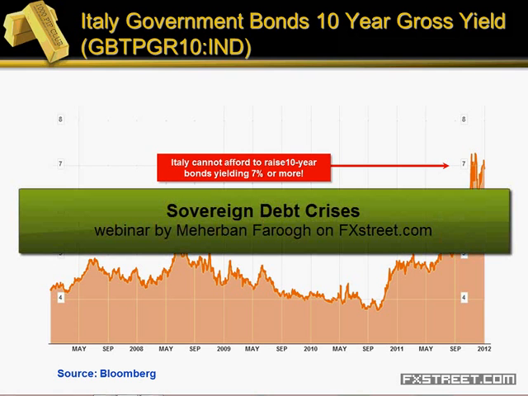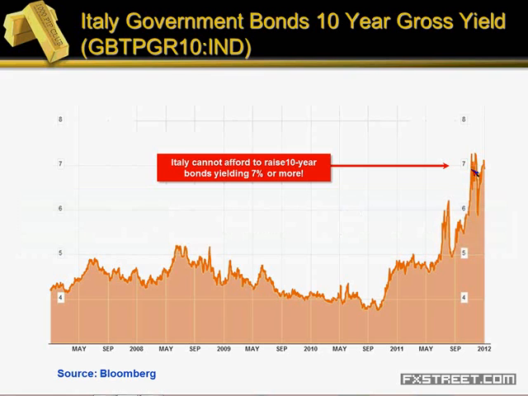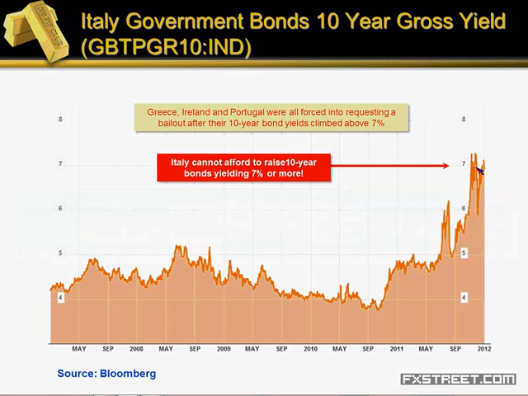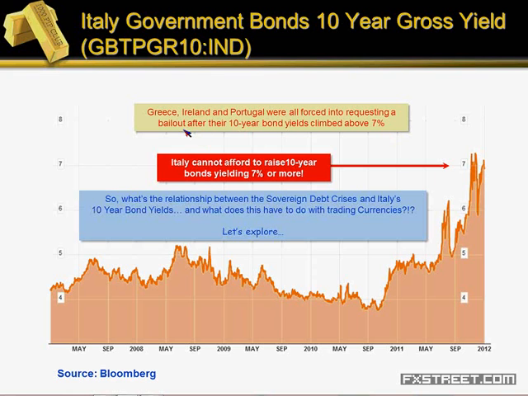So what I've done here is I picked up this chart from Bloomberg, and you'll see that I think it was November for the first time, or October, I don't recall exactly, but somewhere around October, November, they went above 7%, and kind of hell broke loose, and across the media you would hear statements that, oh, this can't continue for a long period of time. The fact that Ireland, Greece, and Portugal were all forced into requesting a bailout once their 10-year bond yields climbed above 7%, so on and so forth.